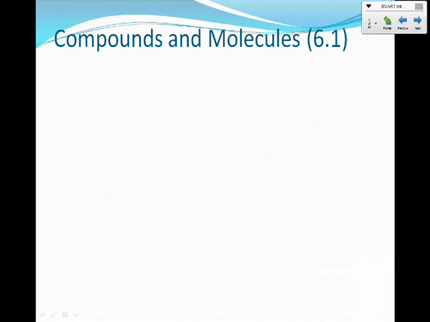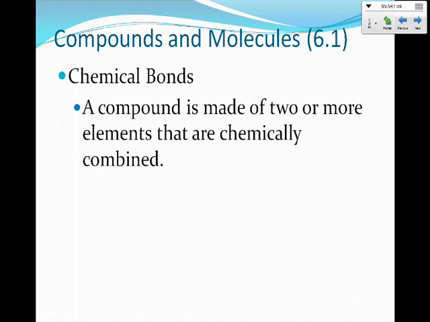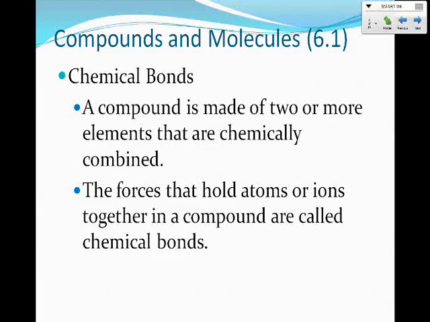Alright, let's go ahead and start Chapter 6, which is the beginning of our bonding unit. And the first thing we're going to talk about are compounds. A compound is when you take two or more elements and you combine them chemically. And the forces that hold those two elements together so that the compound can stay together are called chemical bonds.